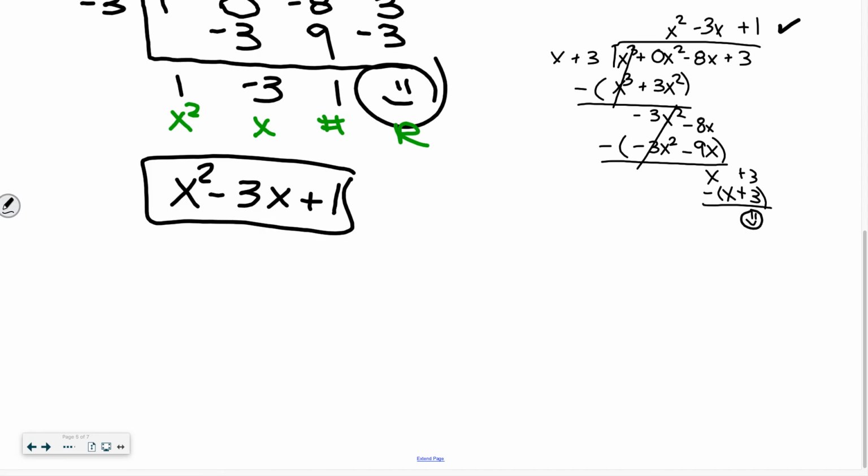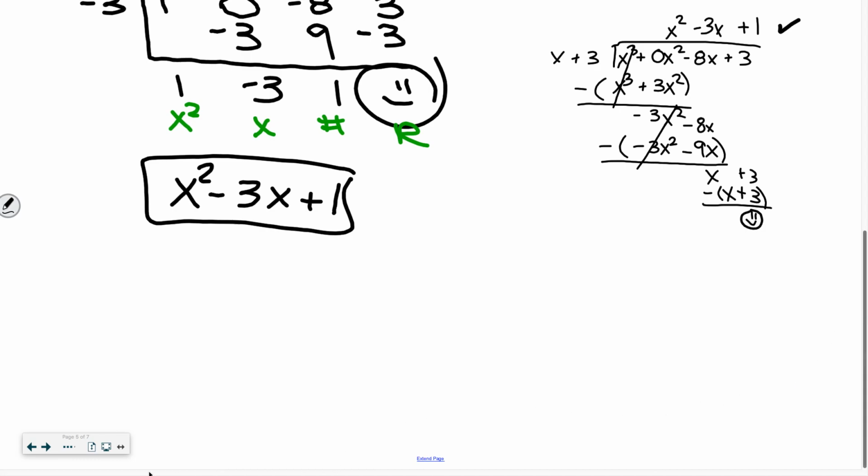No. The last one was 3. It will depend on how many terms you start with. So if you had like an x to the 6th polynomial, then you'll have like 7 terms across. Okay. All right. Any other questions or clarifications that you would like me to make?